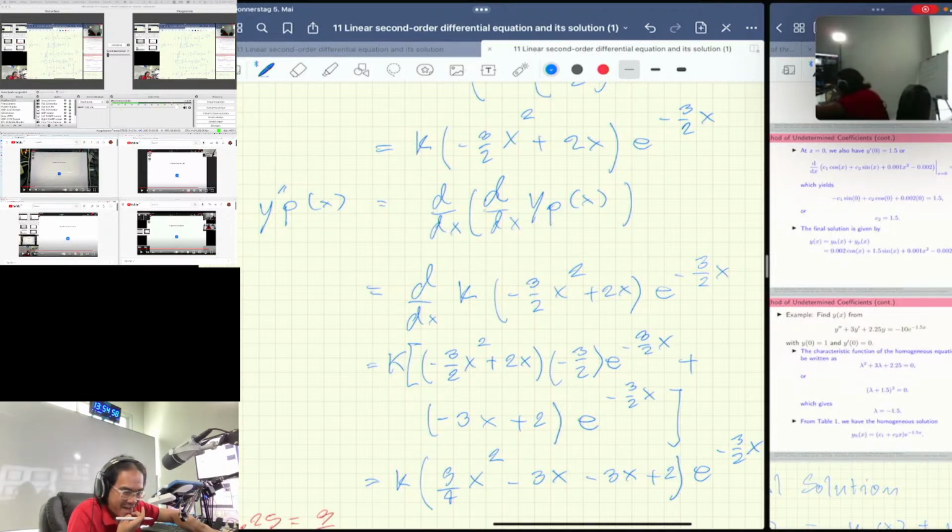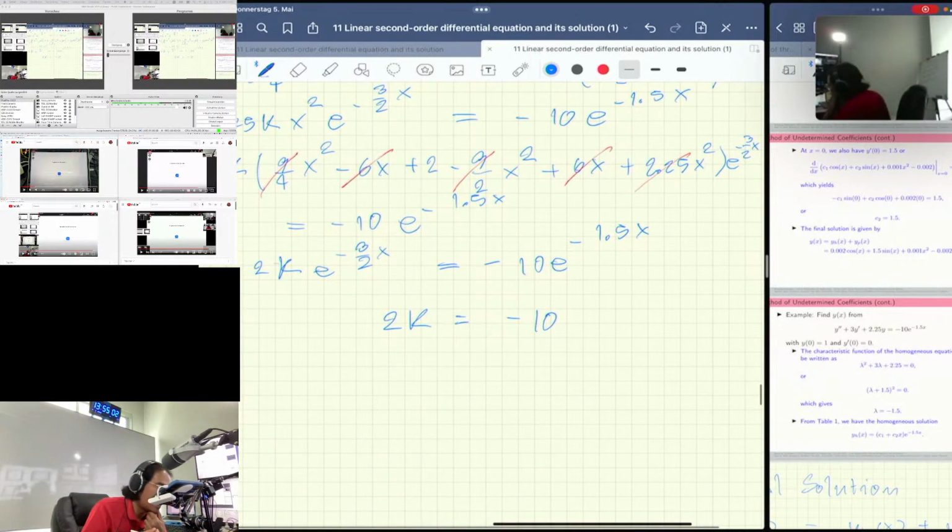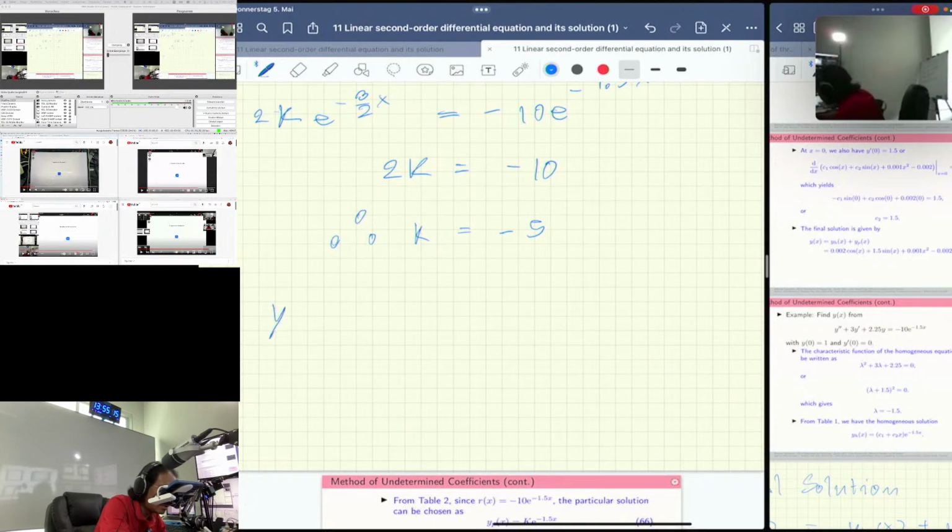Yeah, I think it's correct. And after that, k will be equal to negative 5. Okay, and here we get the constant. So y_p(x) will be negative 5 x squared exponential negative 3/2 x.